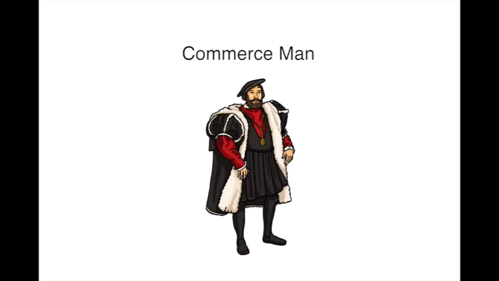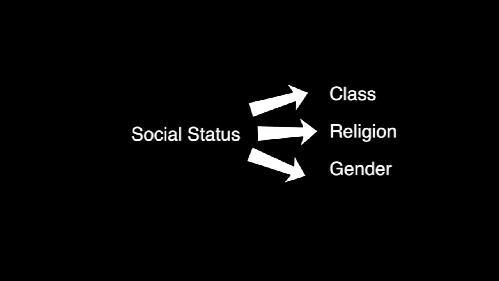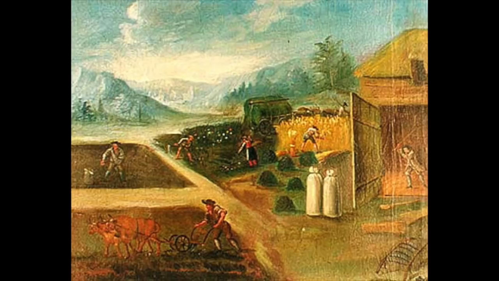The growth of commerce produced a new economic elite, which related to traditional landholding elites in different ways in Europe's various geographic regions. Established hierarchies of class, religion, and gender continue to define social status and perceptions in both rural and urban settings.